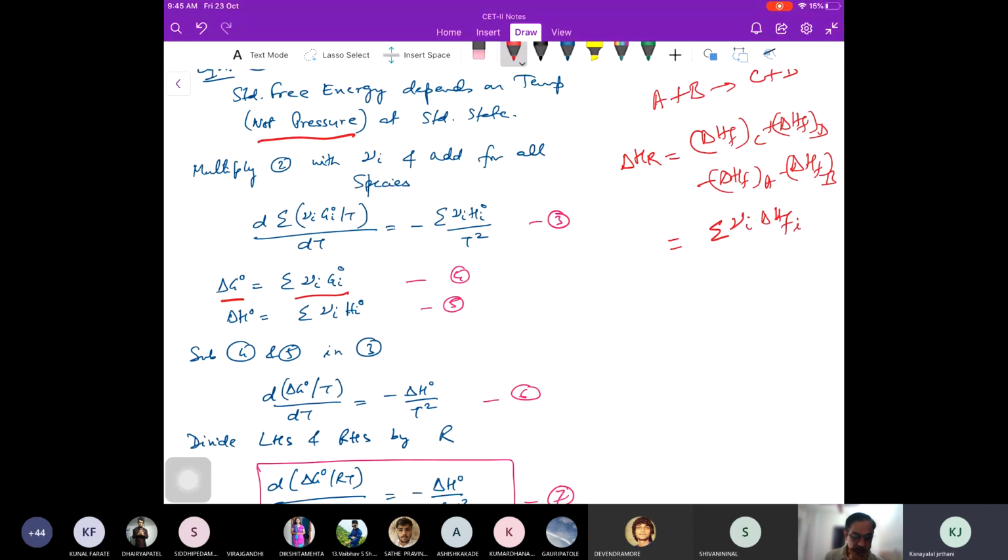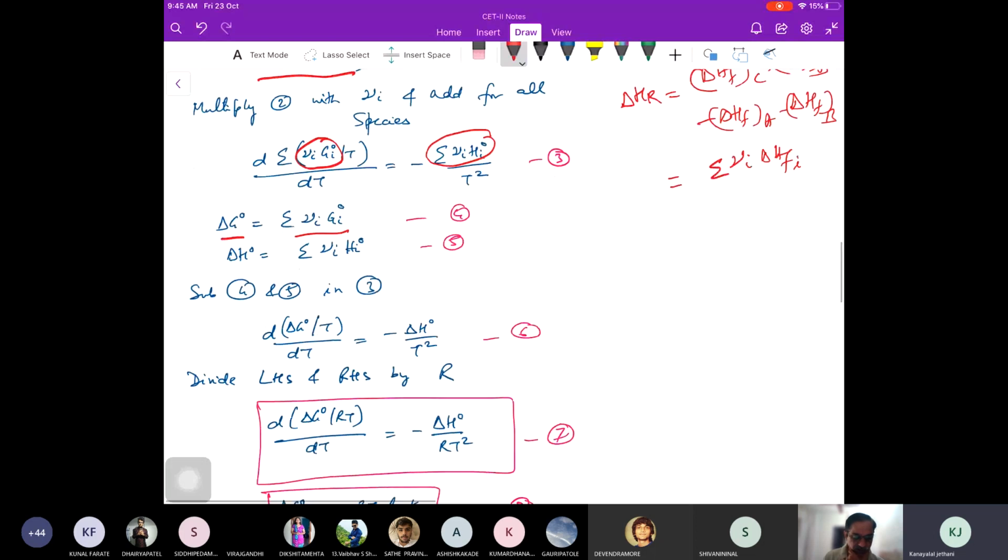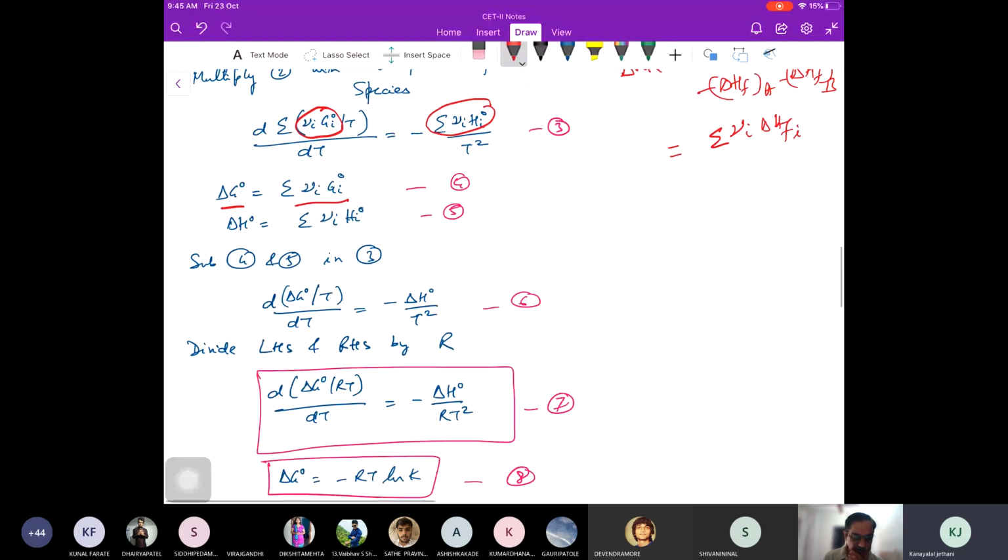So substitute 4 and 5 in equation 3, and what we'll get is essentially d of (delta G0 by T) divided by dT is equal to minus delta H0 by T square. This is delta H0, and this is delta G0. Okay, so divide left hand side and right hand side by R, and what we get is d of (delta G0 by RT), taking R inside as it is constant, divided by dT is equal to minus delta H0 by R T square.